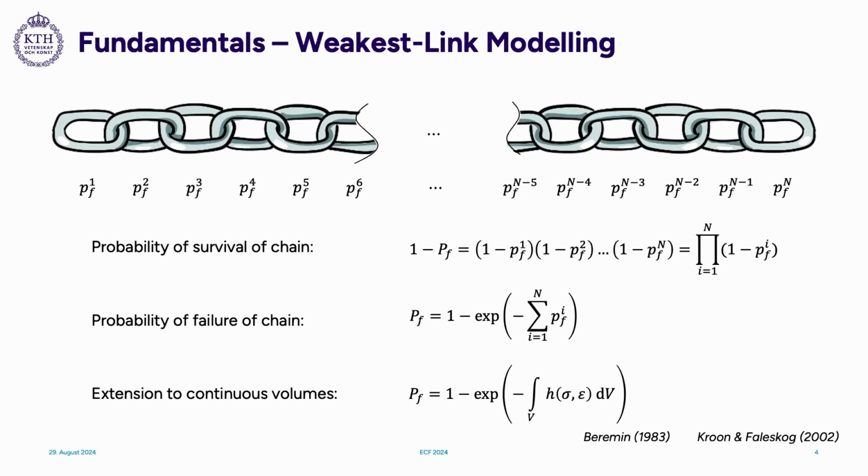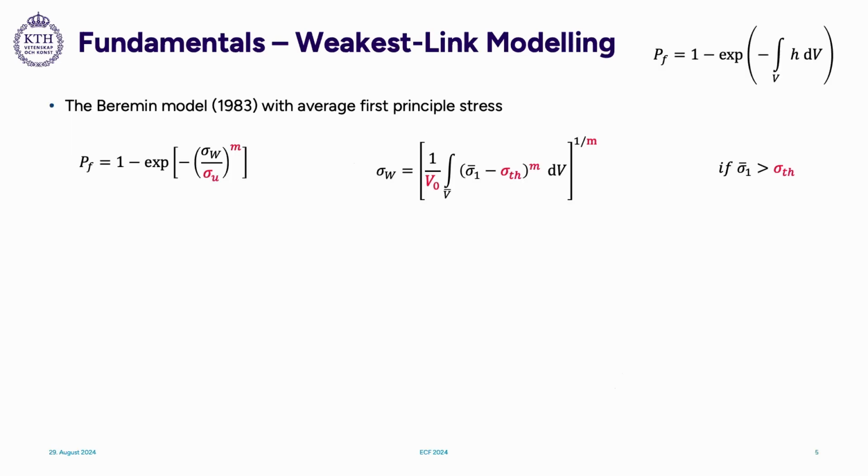And here we have something called a hazard function. This is the failure probability in the material points, so the unit is per volume. It depends on the mechanical fields, the stress and the strain. Some examples are the Beremin model and the Faleskog model, which were used in this work. The Beremin model, here we have modified it a bit, where we are using the average first principal stress. So it's again 1 minus an exponential function of this. It is a Weibull distribution.